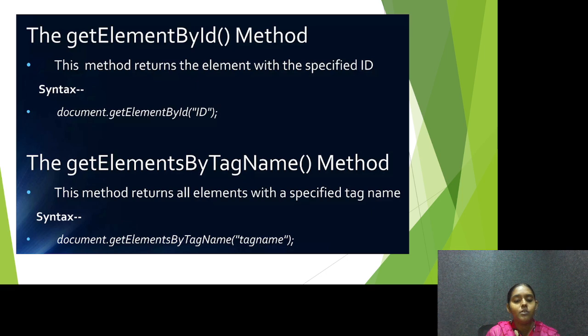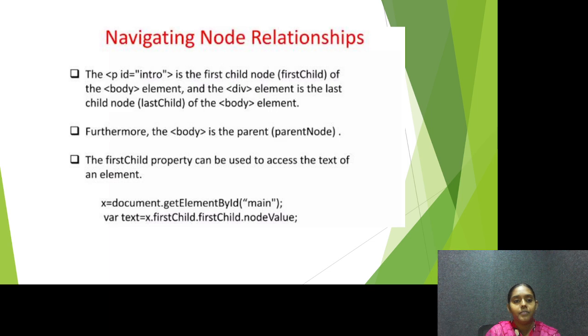Then the getElementsByTagName method. This method returns all elements with a specified tag name. For example, the syntax is document.getElementsByTagName, and the tag name is presented in the parentheses. Navigating node relationships: the paragraph with id equal to intro is the first child node of the body element, and the division element is the last child node of the body element.